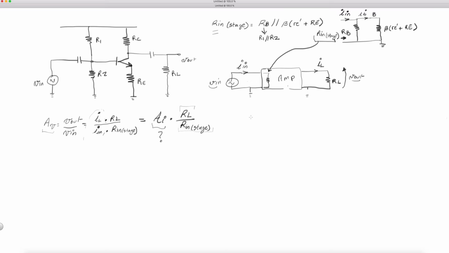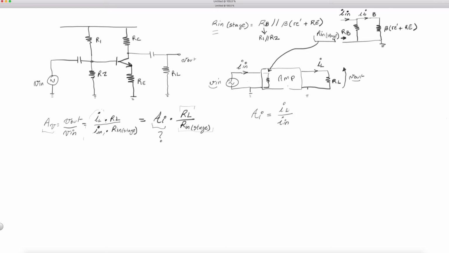So we know that AI is going to be equal to the output current divided by the input current of the system. So that would be IL, load, divided by IN to the stage.